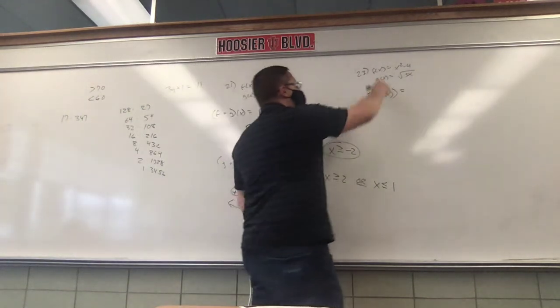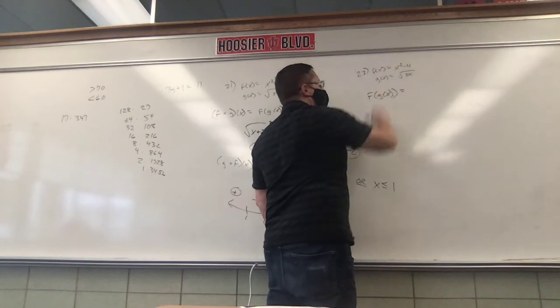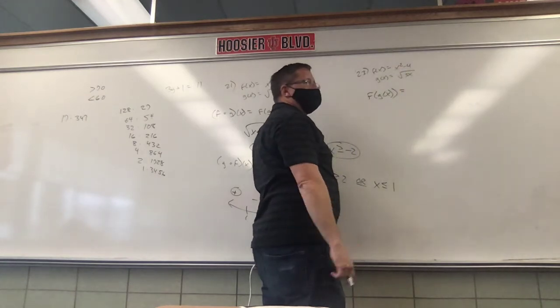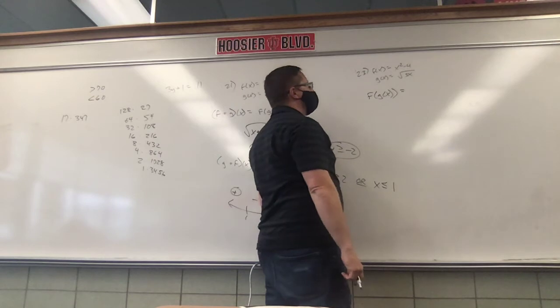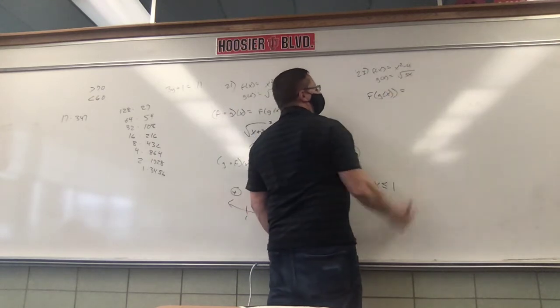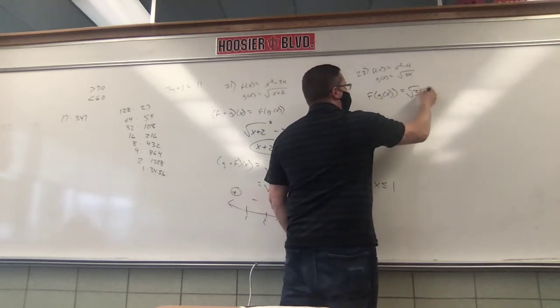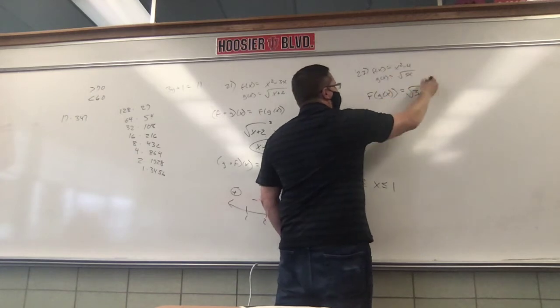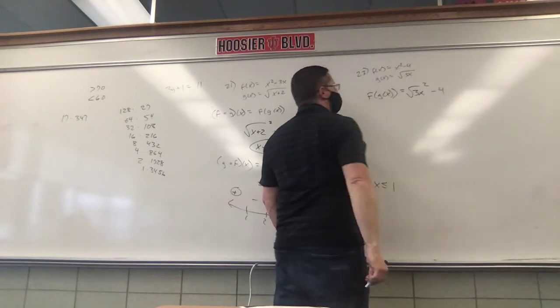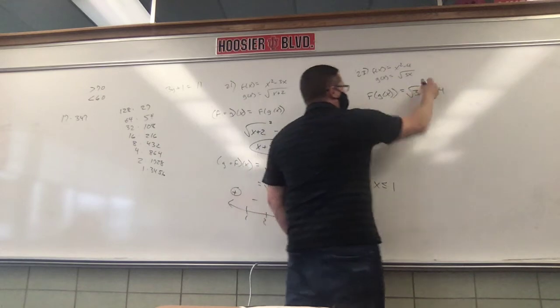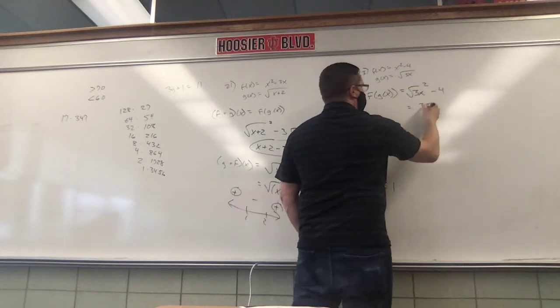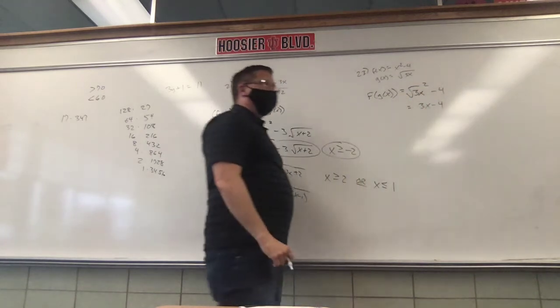So the first thing I see on f of x is x. So do I write down x? No, I write down, what do I plug in for x? g of x. So radical 3x. So I plug that in for x squared minus 4. Okay? These cancel, and we're left with 3x minus 4.